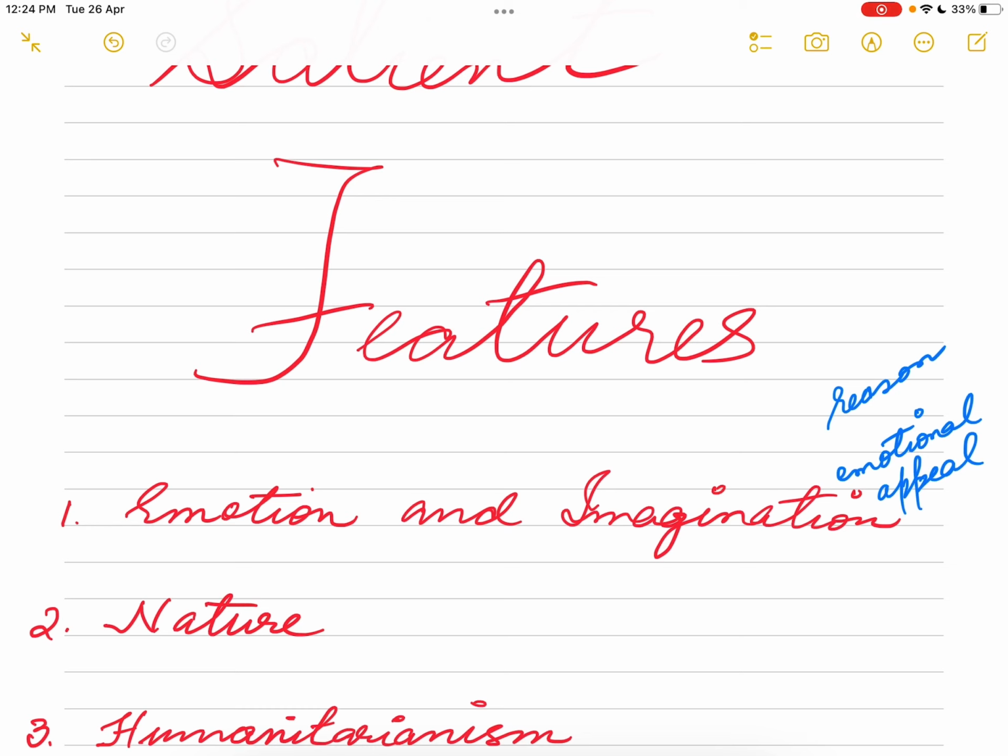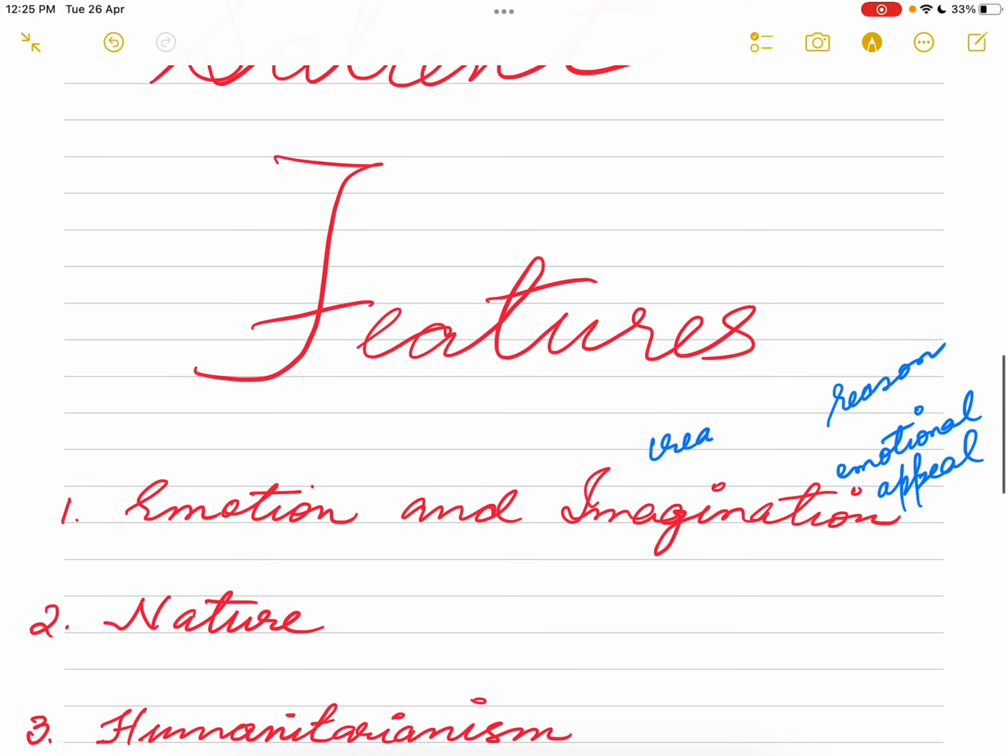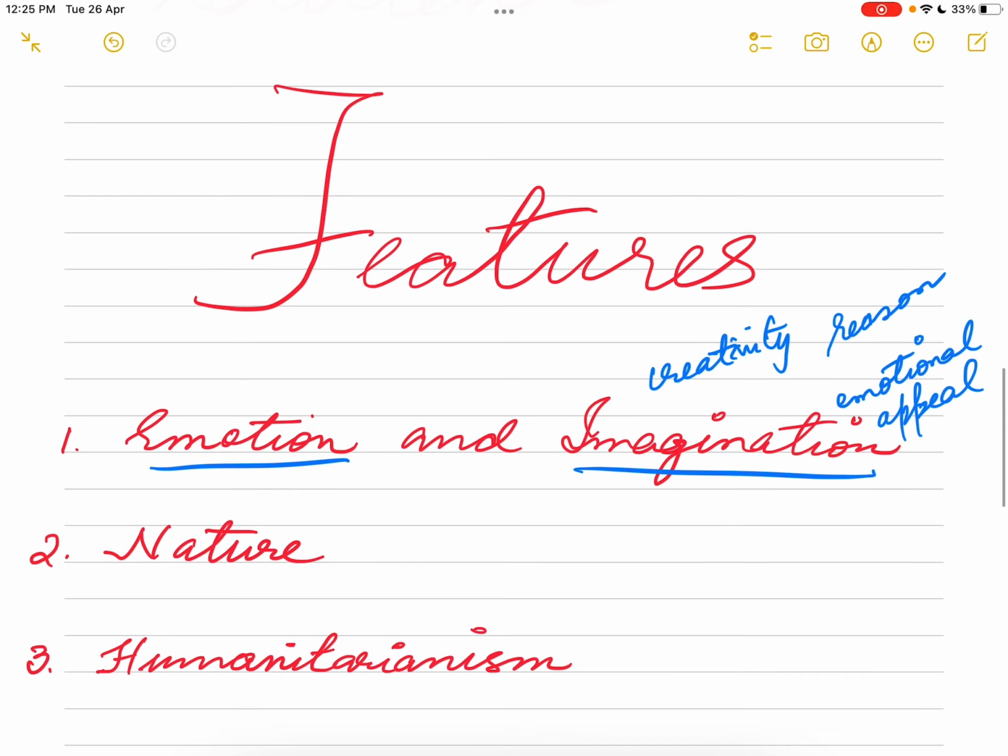And there was a significant role of imagination. There was more of creativity there. Now, things were not absolutely true to the real self, but the emotions and the imagination played a significant role as far as Romantic poetry is concerned. Say, for example, you have Keats's poem La Belle Dame Sans Merci.